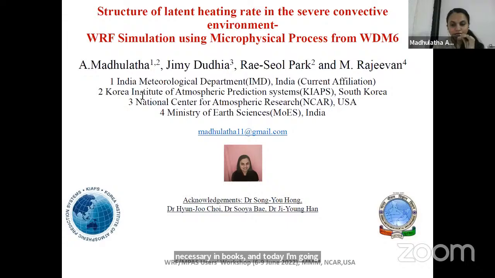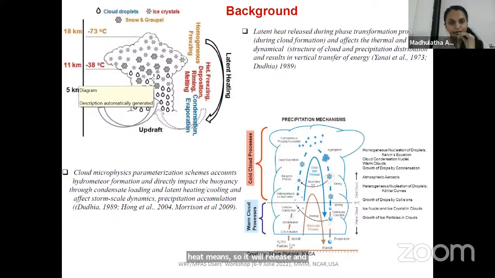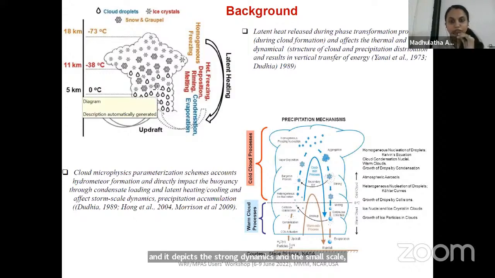Today I'm going to discuss the structure of latent heating rate in a severe convective environment. Before that, why do we need to study latent heat? When water vapor in the atmosphere converts into a cloud, it takes different forms. A cumulus or cumulonimbus cloud consists of both solid and liquid hydrometeors. During the transformation of vapor to liquid and solid form in the cloud, a lot of latent heat is released, and it causes latent heating. It releases and absorbs heat, and it affects storm dynamics on the small scale and also on the large scale. Latent heating is very important to explain the transfer of energy in terms of mass, momentum, and moisture in the atmosphere.